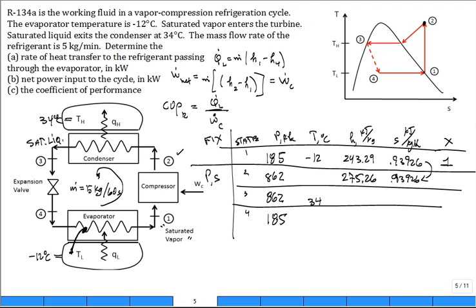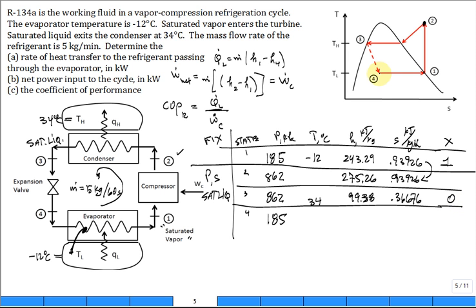All right. Now, let's take a look here. What about state 3? Well, that's the pressure or the temperature in a saturated liquid, isn't it? And so we are down to, at state 3, 99.38 for enthalpy and 0.36676 for entropy, and its saturated liquid quality is 0.